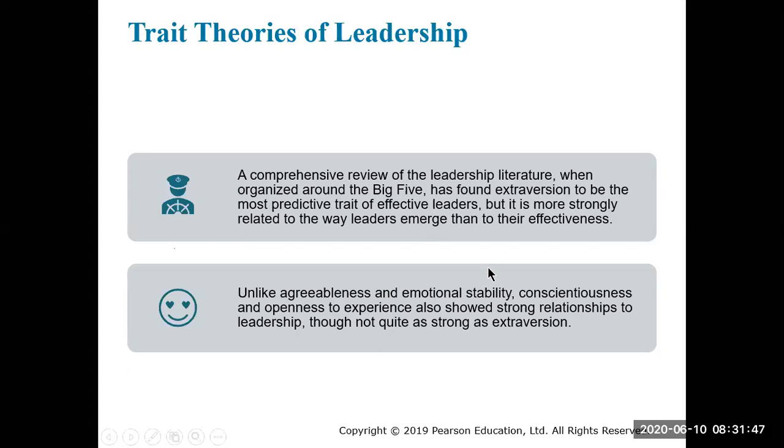Next, unlike extraversion, agreeableness and emotional stability cannot predict leadership. Conscientiousness and openness to experience may predict leadership, especially leader effectiveness. Remember, in week 5 we have the five personality traits: extraversion, agreeableness, emotional stability, conscientiousness, and openness to experience. For agreeableness and emotional stability, we cannot predict leadership.